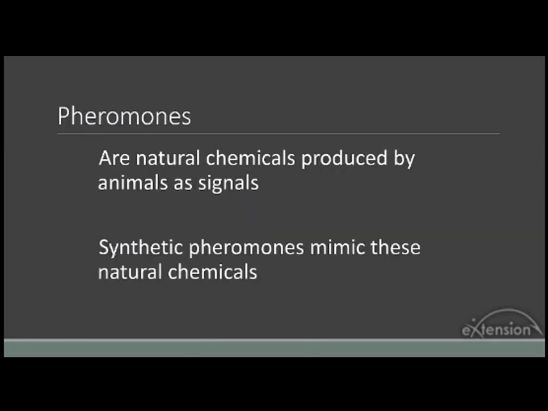Pheromones are the most restrictive type of insecticides because they only work on one particular species or even sometimes one sex of a particular species. For example, the males only. In nature, pheromones are chemicals that are produced by animals to use as signals, and synthetic pheromones mimic these natural chemicals and can be used to control these pest animals.